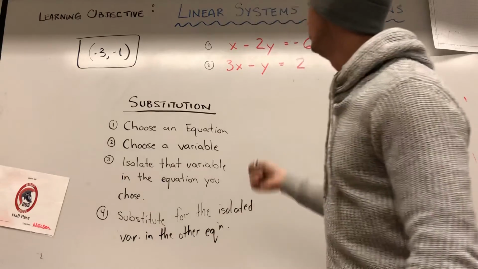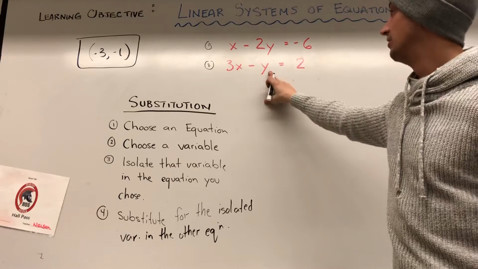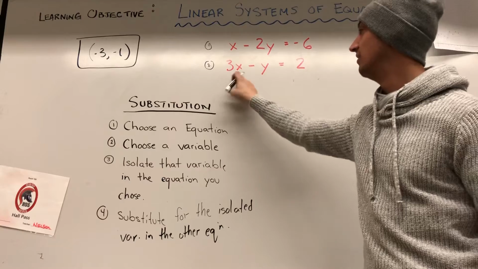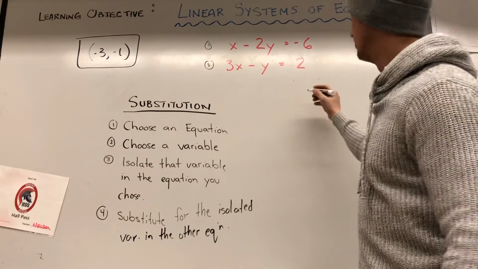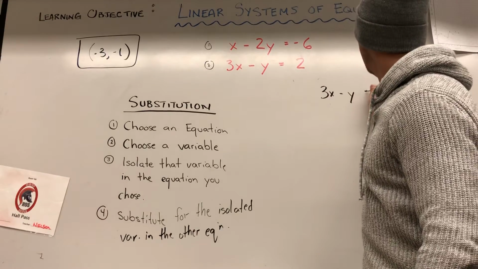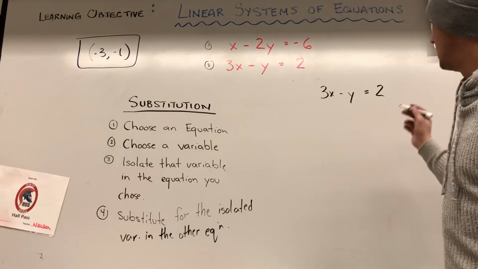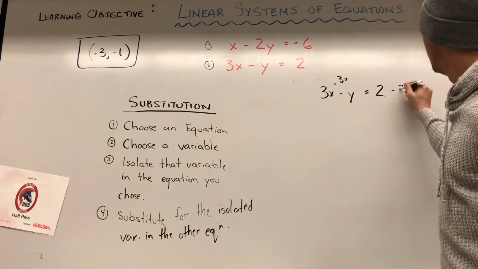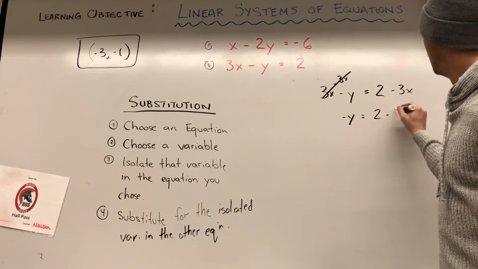Okay, let's see. Let's change it up. This time I'm going to choose equation 2. And I'm going to choose y. Because in equation 2, y actually looks like it'll be easier to isolate for because it doesn't have something I have to divide out at the end. So I chose 2, so let's isolate for y. I have 3x minus y equals 2. I am going to subtract 3x from either side to get rid of that, and I get negative y is equal to 2 minus 3x.